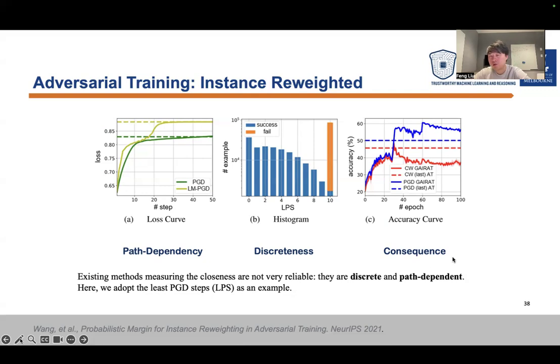And it will cause the consequence. If we look at this figure, we can find that for Garrett, although its PDD performance is good, its CW performance drops a lot. So it means that both issues will cause the previous Garrett to fail when we make different attacks.